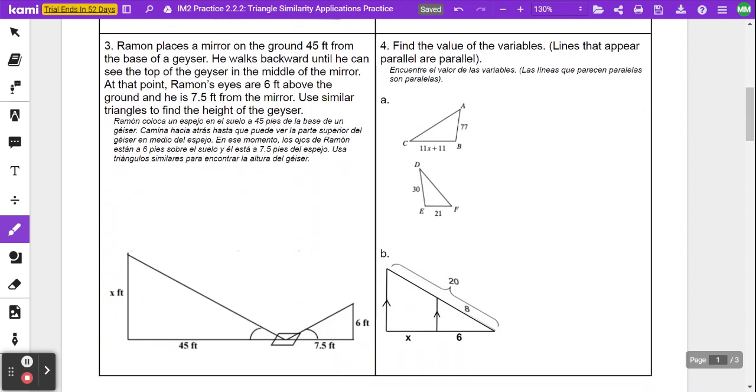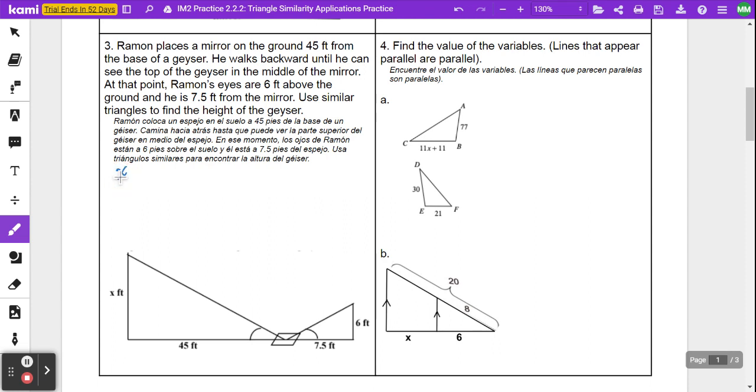Now, number 3, Ramon places a mirror on the ground 45 feet from the base of a geyser. He walks backwards until he can see the top of the geyser in the middle of the mirror. At that point, Ramon's eyes are 6 feet above the ground, and he is 7.5 feet from the mirror. Use similar triangles to find the height of the geyser. Again, we will take advantage of the fact that corresponding parts of similar triangles are proportional. I'm going to set up a proportion.